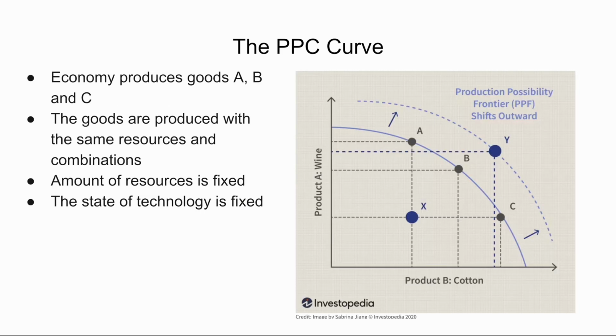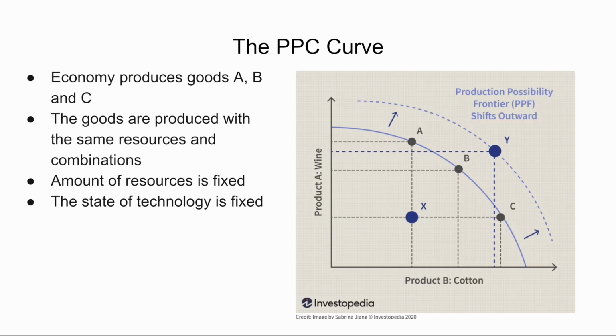Today, an economic model I will share with you guys will be the PPC curve, or the production possibility curve, also known as the production possibility frontier. So we're going to use this model here. We have the y-axis as product A, which is wine, and we have product B, which is cotton. Now these two, the x-axis and the y-axis, both share the same resource. Therefore, depending on how much resources are being used, for example, product A, B, and C are produced as well. So these goods are produced with the same resources and combinations.